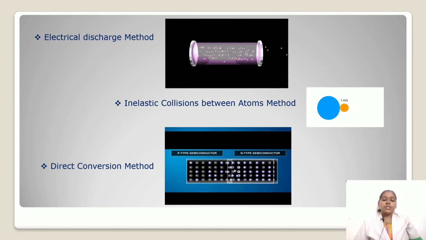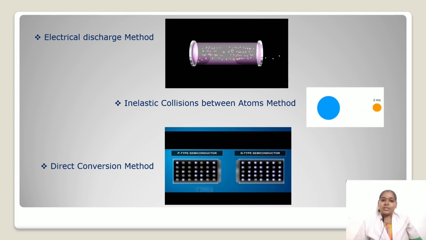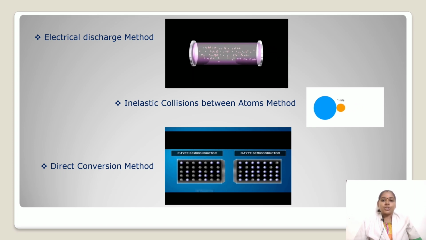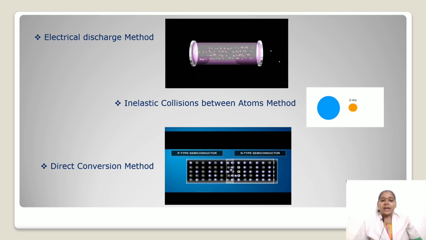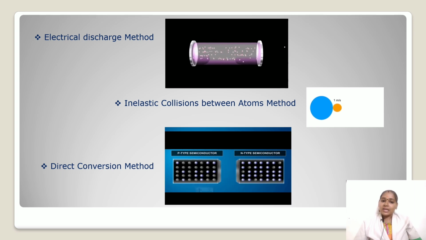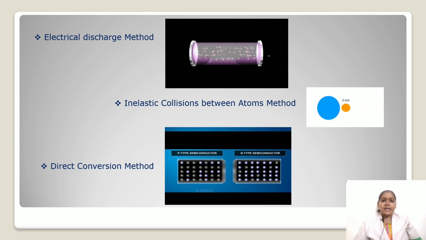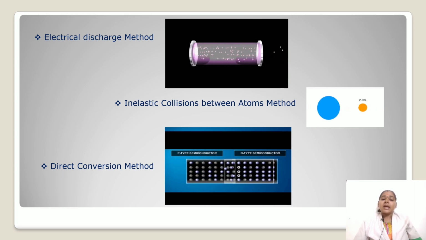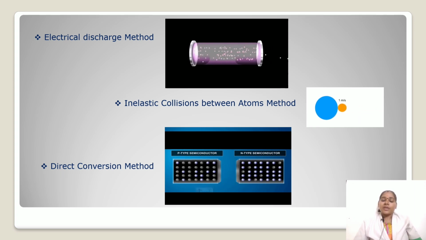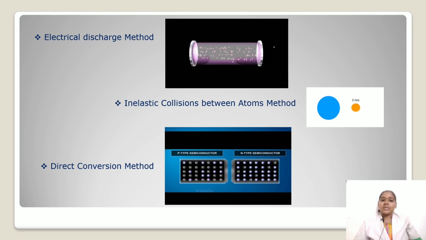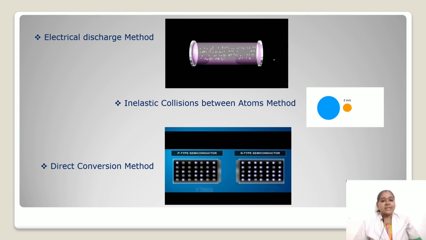Then, the electrical discharge method. In this method, the electrons are produced in an electrical discharge tube. These electrons are accelerated to high velocities by a strong electrical field. Now, accelerated electrons collide with the gas atoms. During the collision, the energy of the electrons is transferred to the gas atoms. Therefore, atoms gain energy and go to the excited state.